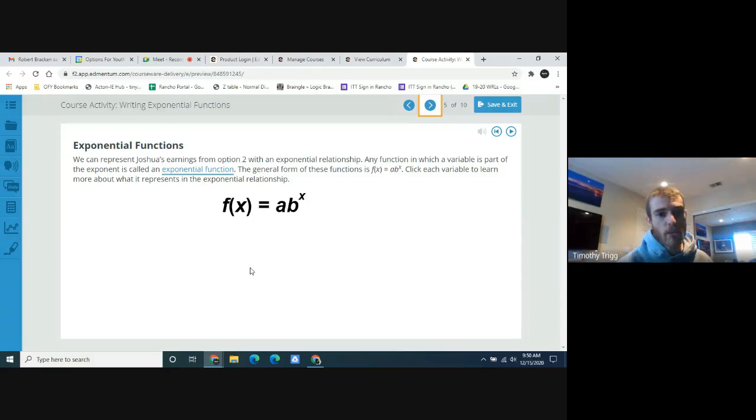So we can represent Joshua's earnings from option 2 as an exponential relationship. And so this is our exponential relationship here. f of x equals a times b to the x. Now, what are a and b? A and b are just numbers. Generally, a is the starting amount. So in the example we just did, the starting amount was 5 cents. So a would be 5 cents or 0.05. b is the growth rate. So in Joshua's example, the growth rate was 2 because it doubles each time.